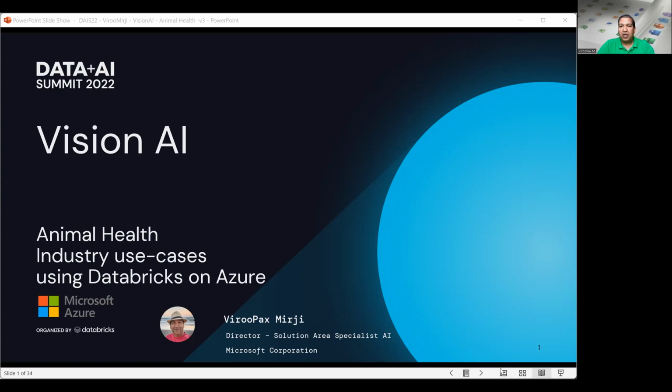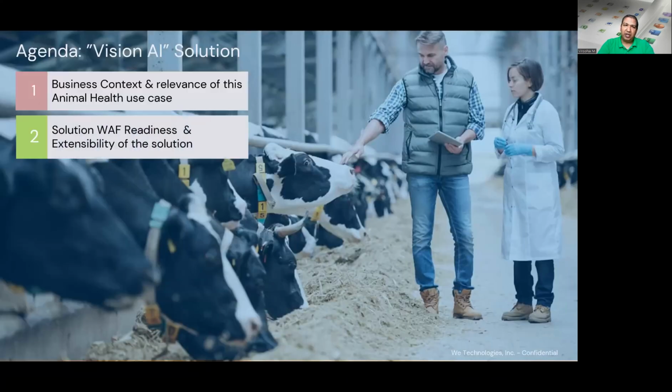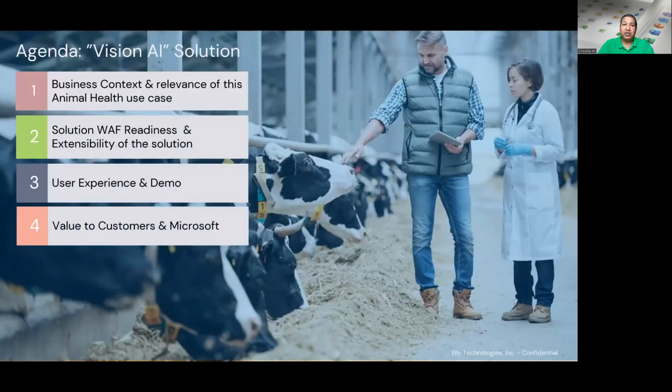Azure. The holistic business case is really important to understand. So let me start with that first. And here I go. The first part is obviously the business context, the relevance of this particular use case, the solution architecture, the well-architected framework, extensibility, the user experience and demo, and the value to customers and Microsoft.